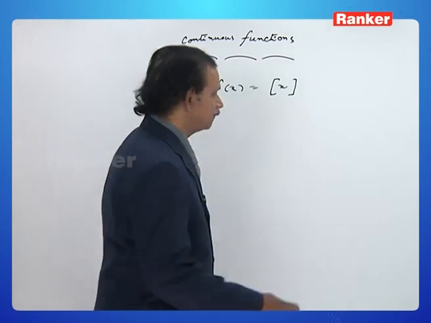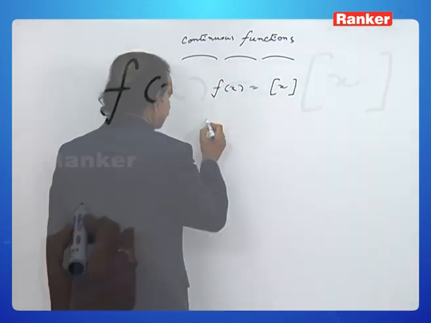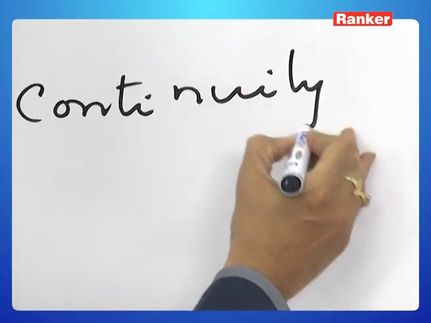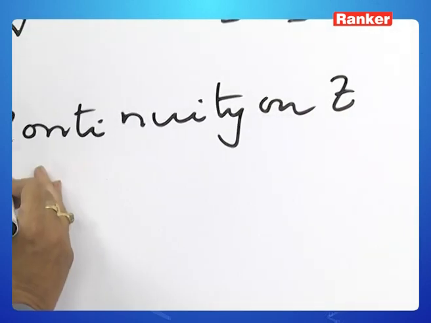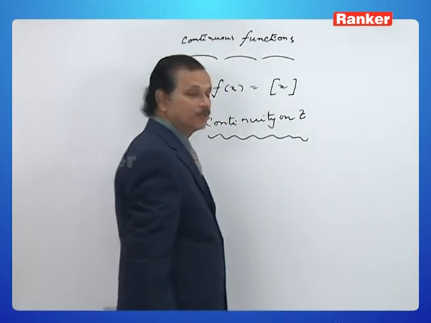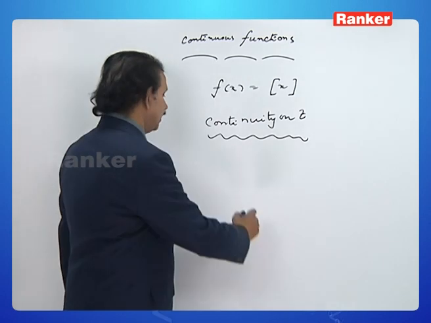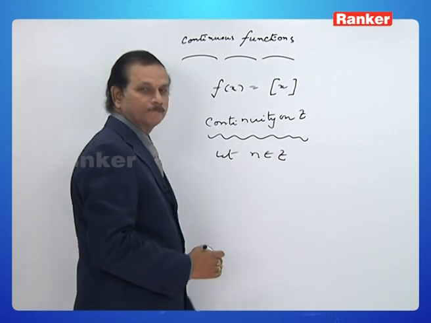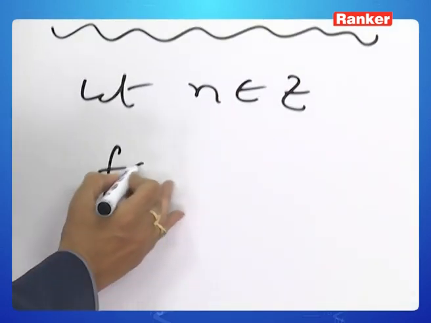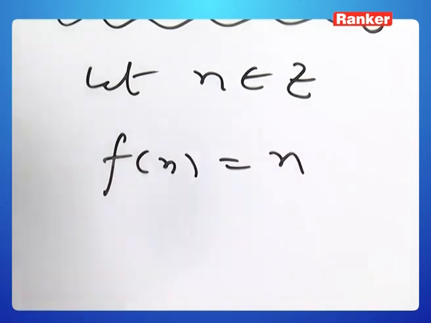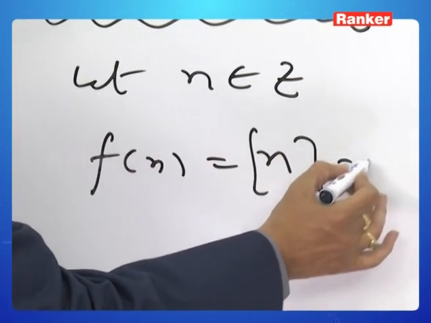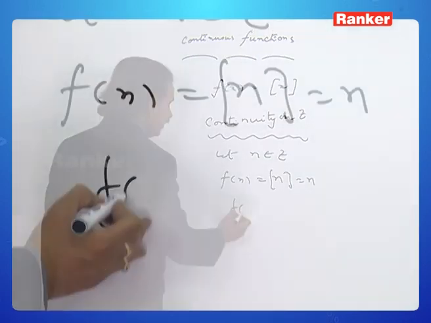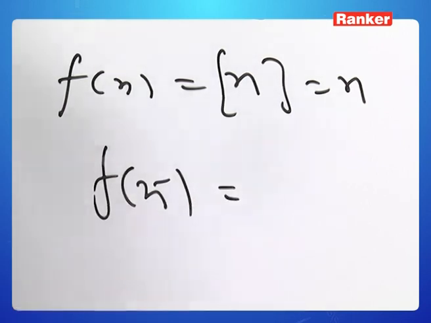How? Let us see. Suppose, continuity on Z. Let us check for it. Let n belong to Z. F of n is equal to n, of course, the integral part of n. The first condition, okay. Next, f of n from left, that is the left hand limit.